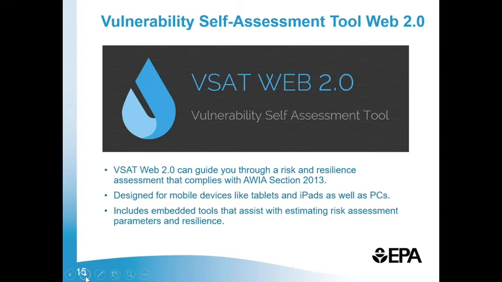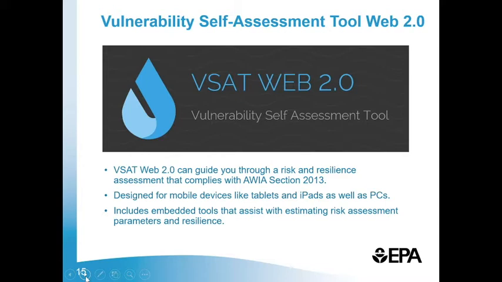Now, once you've identified your specific malevolent acts that you need to focus on in your risk and resilience assessment, you want to start to actually conduct that risk and resilience assessment. We have a tool that makes it easy for you to do this. So the VSAT Web 2.0 tool guides you through the process of developing your risk and resilience assessment, and it complies with AWIA Section 2013. You can utilize a PC or a tablet to conduct your risk and resilience assessment utilizing VSAT.